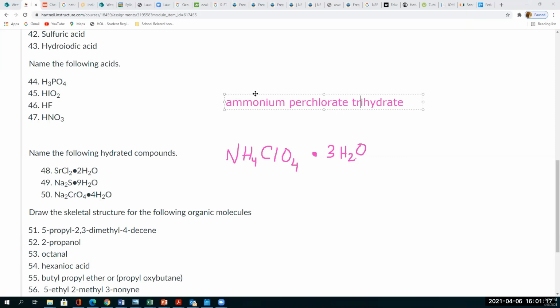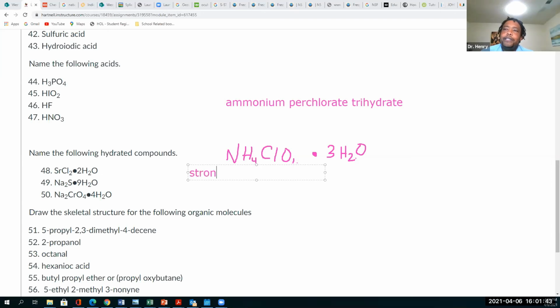Okay, so it'd be strontium. Wait. All right. Then it'll just be strontium chloride. Strontium chloride. That's right. Strontium chloride, and then dihydrate. Dihydrate. Yep. You're typing it in, or you need me to type it in? Oh, I forgot to type it in.